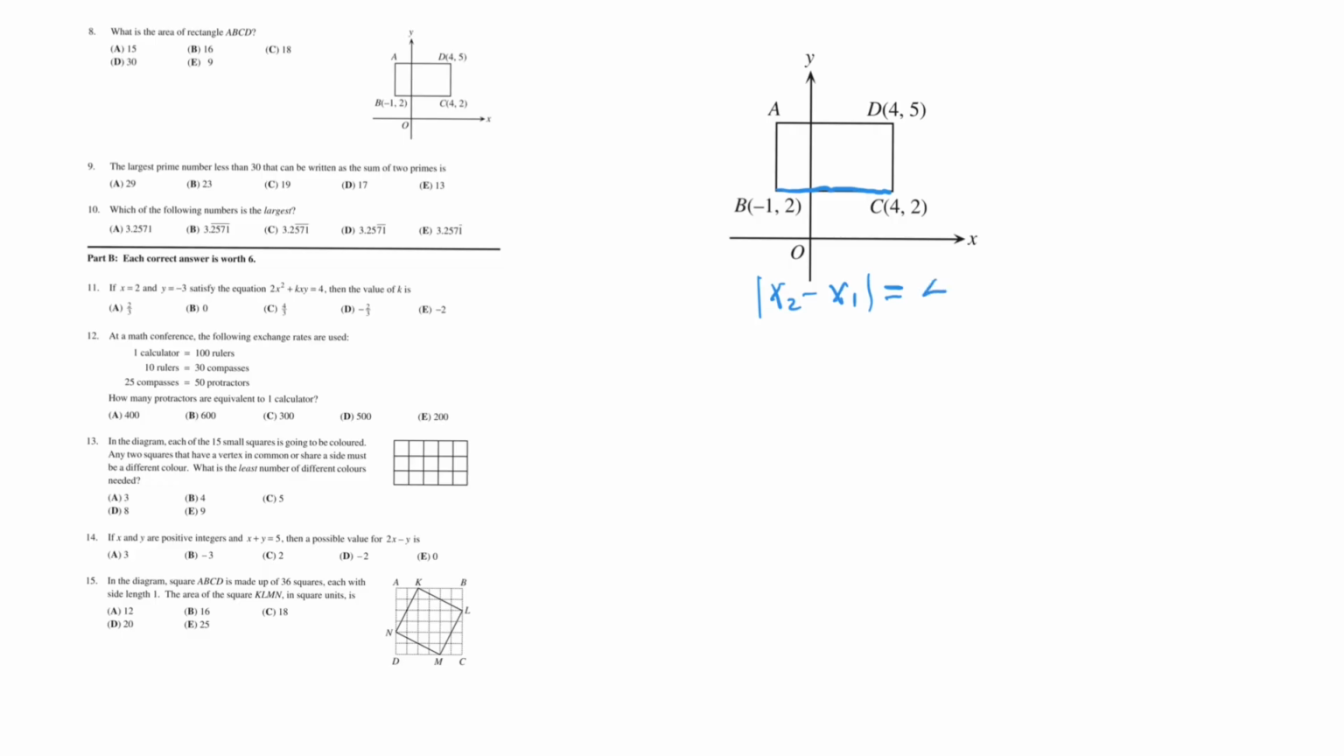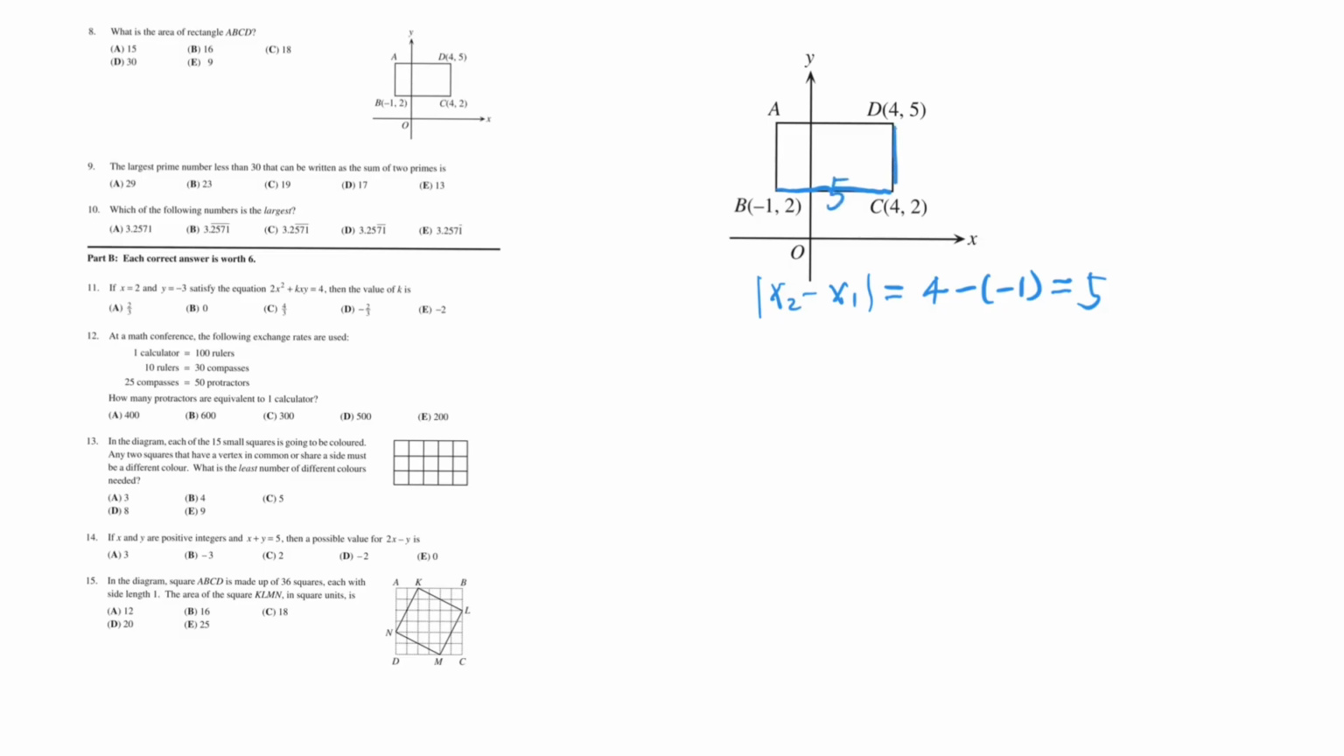Number 8. What is the area of rectangle ABCD? So BC, that's the length. Length equals x2 minus x1. Distance must be a positive number. So you use -1 minus 4 or 4 minus -1. It doesn't matter, but we need the positive difference. So that's 5. So length is 5.